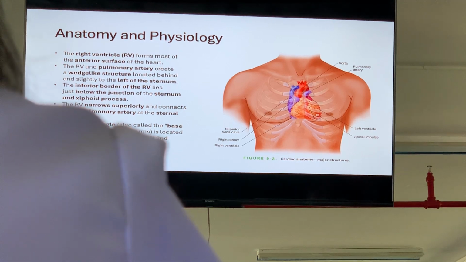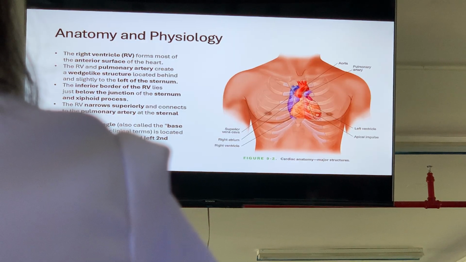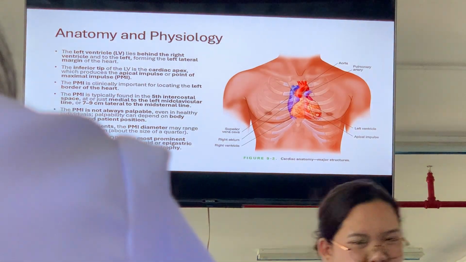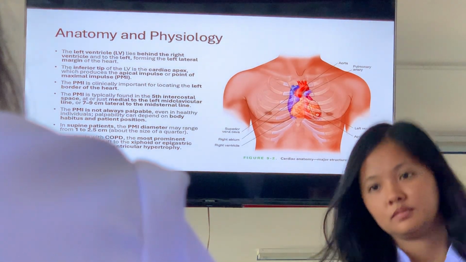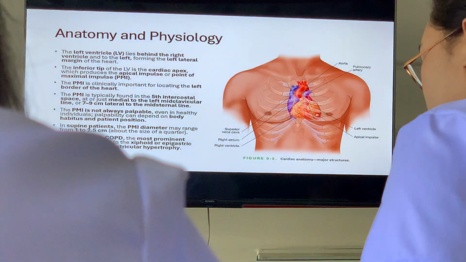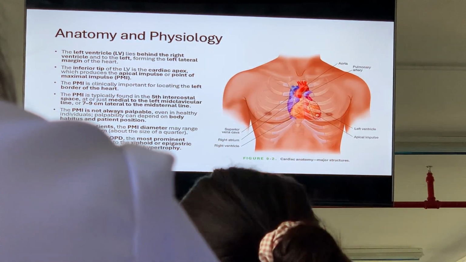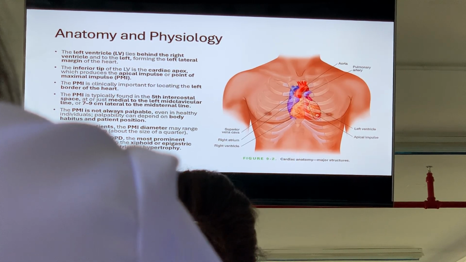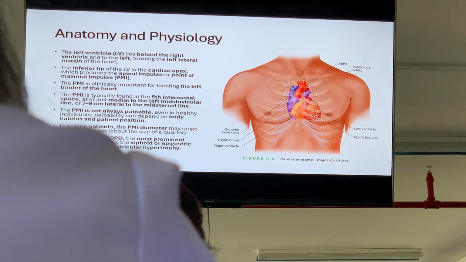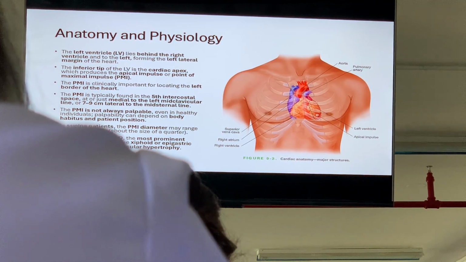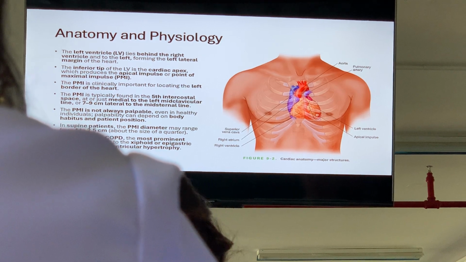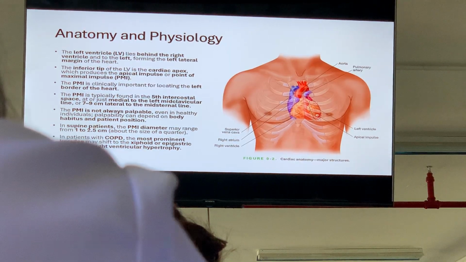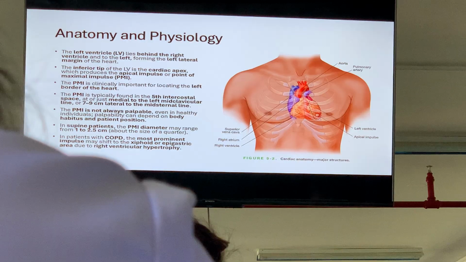You have to remember this space because it will later play an important role, especially when you measure the JVP. The left ventricle lies behind the right ventricle and to the left, forming the left lateral margin of the heart. The inferior tip of the left ventricle is the cardiac apex, which produces the apical impulse or the point of maximal impulse. The PMI is typically located at the fifth intercostal space, and it's important to note that it is medial to the left midclavicular line. If it's on the lateral side, that's a sign of left ventricular hypertrophy. So it should be medial.